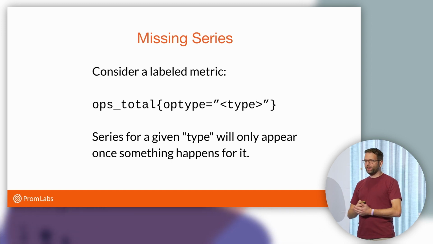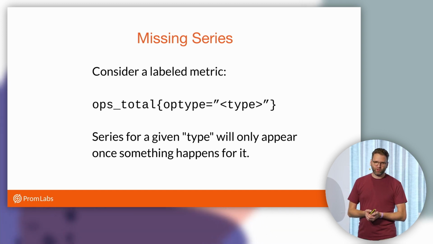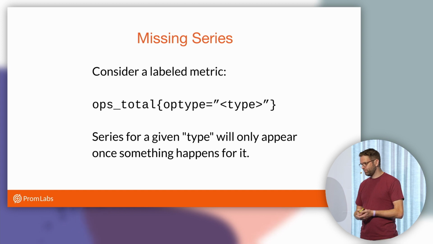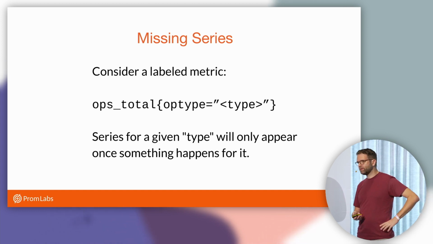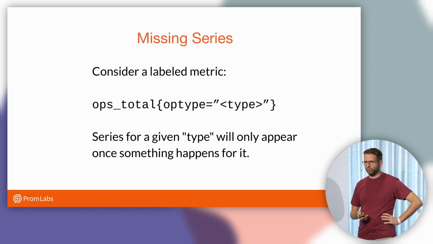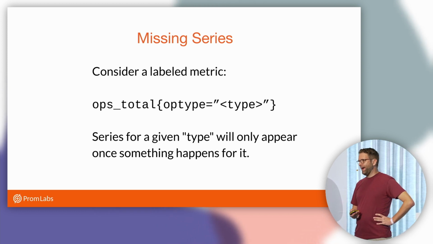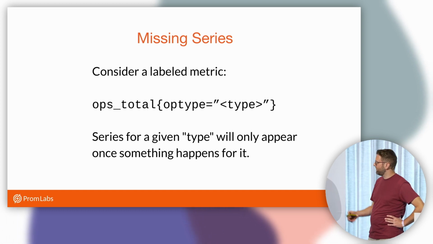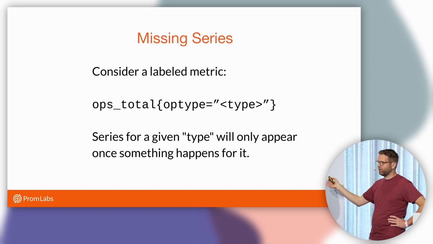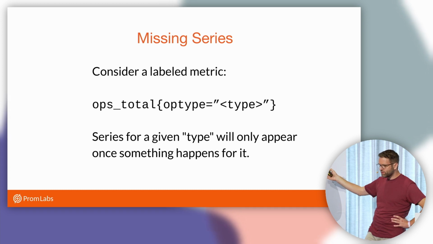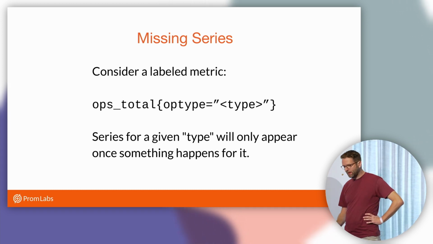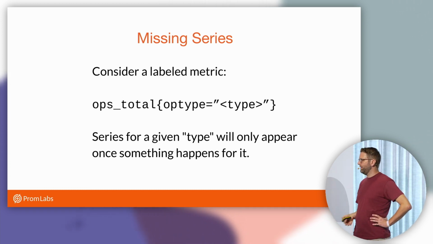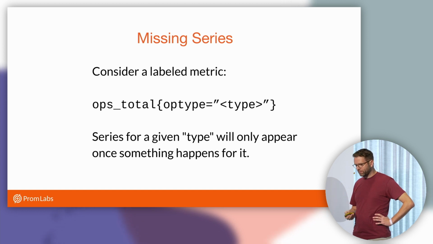Okay, another thing that can be quite confusing for users when you're instrumenting and building graphs or alerts on top of the metrics that you instrumented is when series are missing. So imagine you are instrumenting a server with a metric that tells you how many operations of a given type have happened so far. Maybe there's only 4 types: create, read, update, delete.